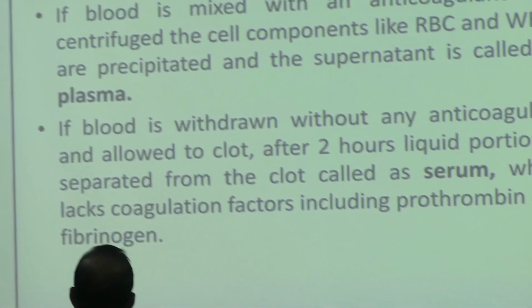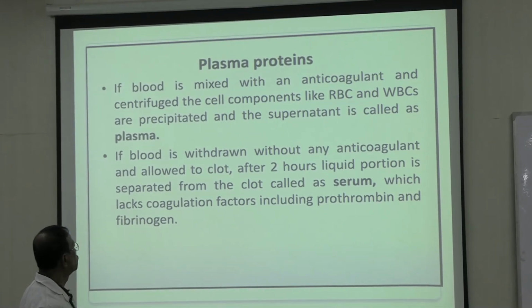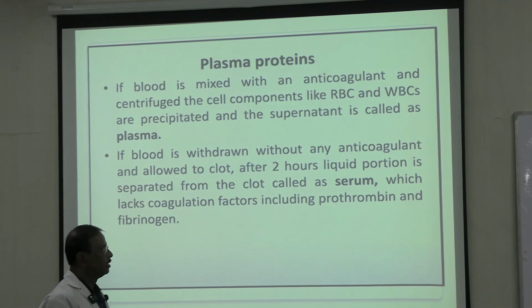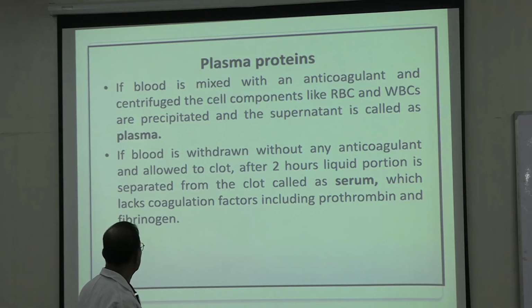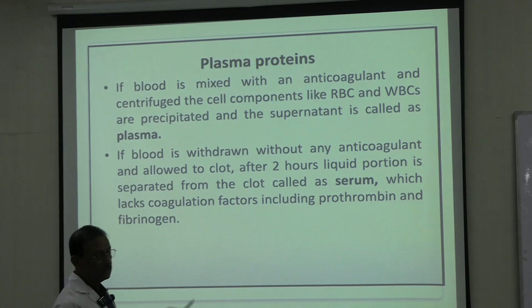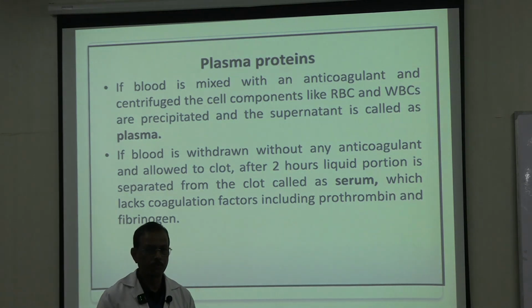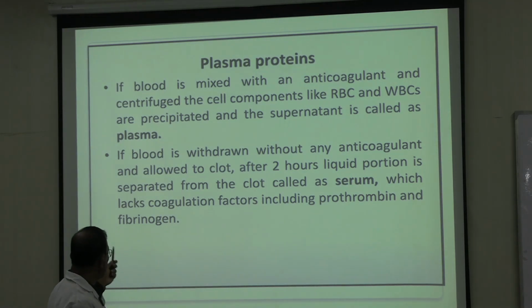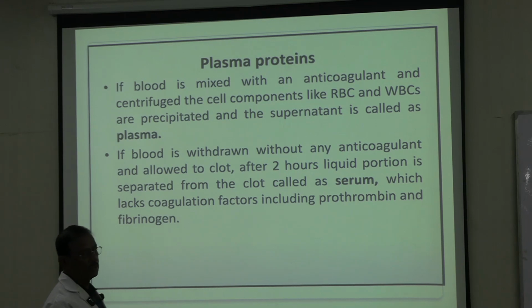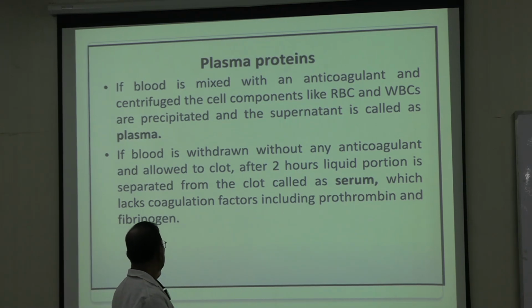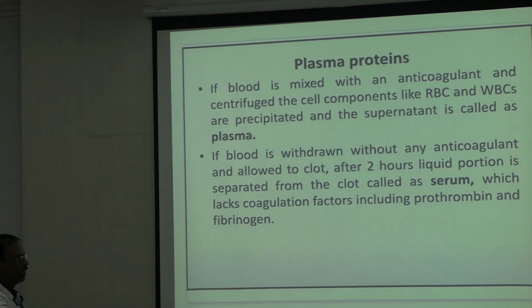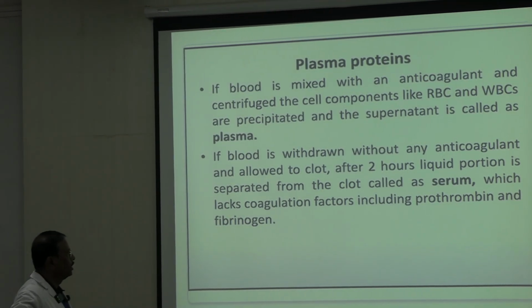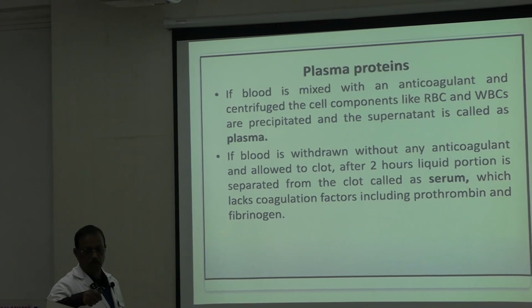Okay. So plasma proteins: blood is mixed with an anticoagulant and centrifuged. The cell components like RBC, WBC, platelets, etc. are precipitated, and the supernatant is called plasma. This part clear? The blood is withdrawn without any anticoagulant and allowed to clot. After 2 hours, the liquid portion is separated from the clot, called serum, which lacks coagulation factors including prothrombin and fibrinogen.